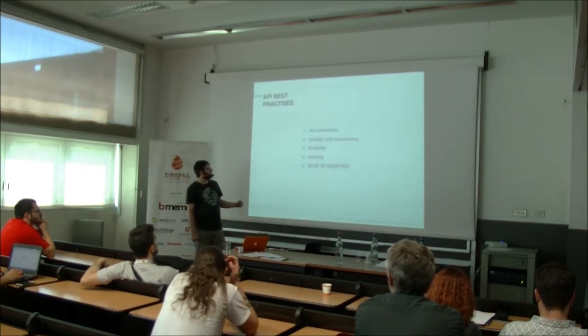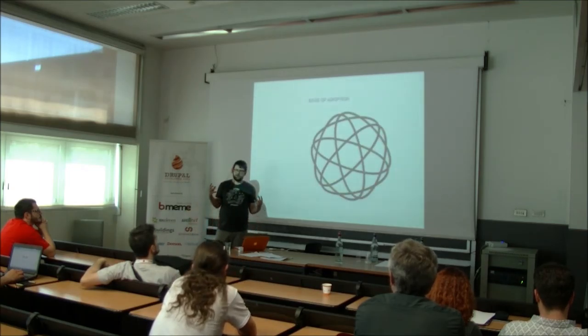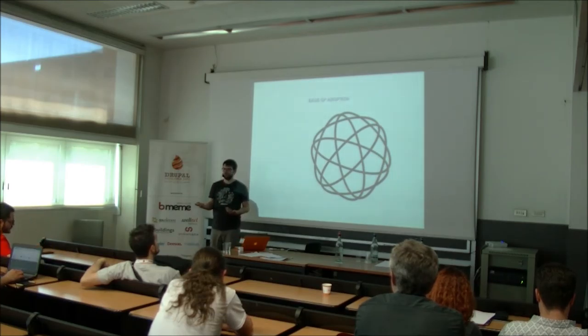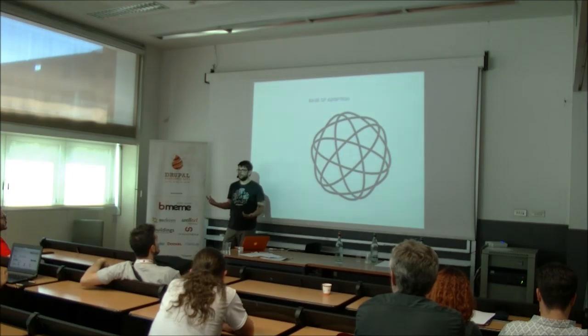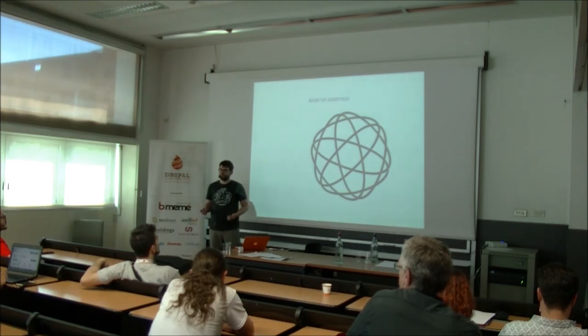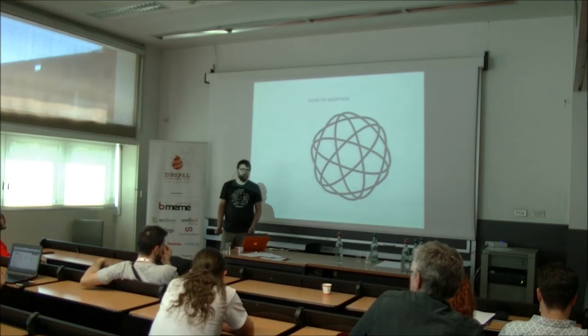The last of my points is ease of adoption, and I think this is basically an aggregation of all the previous ones, because if you are missing one, you can't be successful. If you don't have documentation for your API, people won't be using it because they don't know what resources are available. If it isn't secure, they won't be transferring secure data through it. So basically, everything from the previous points is a must.